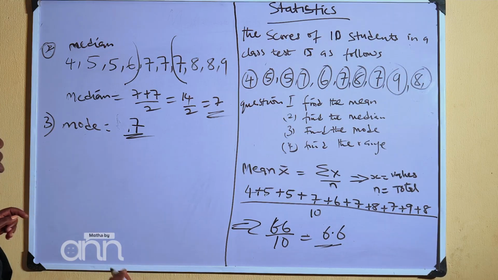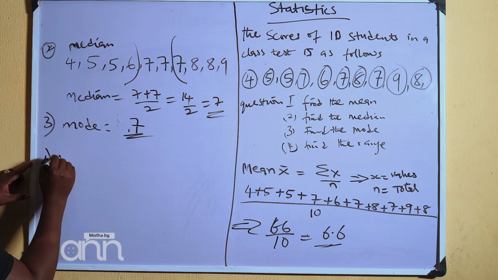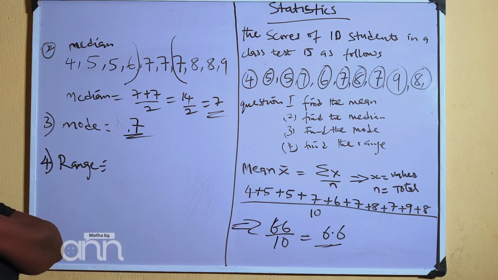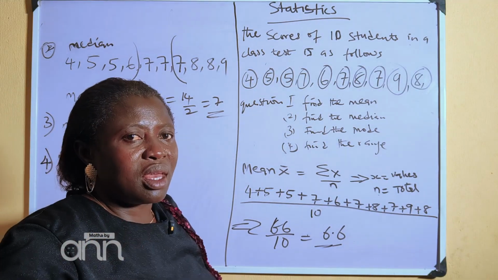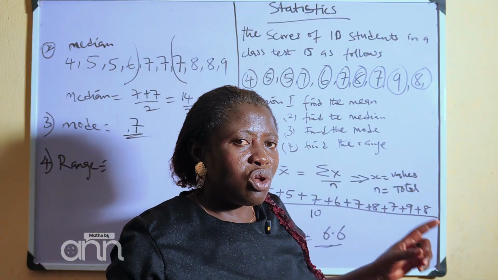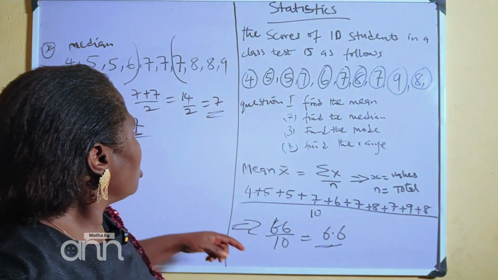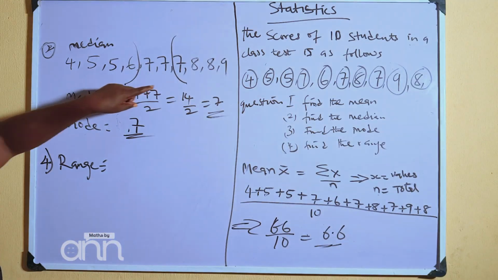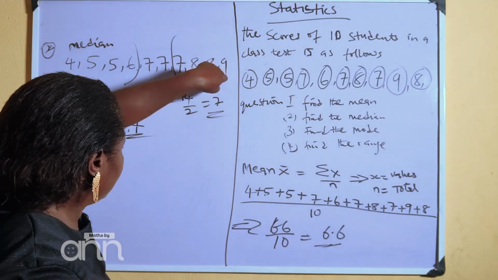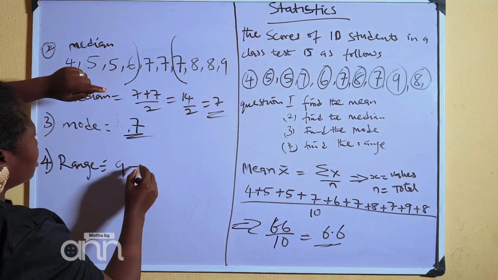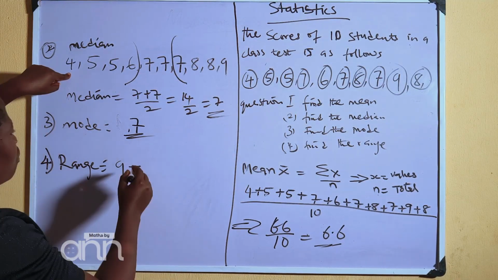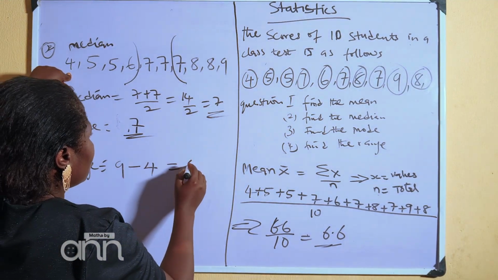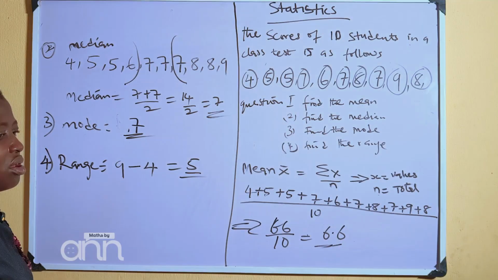What is the range? Number 4, range. Range is the difference between the highest number and the lowest number. And from what we just arranged here, we see that the highest number here is 9 and the lowest number is 4. So 9 minus 4 becomes 5, and that is the range.